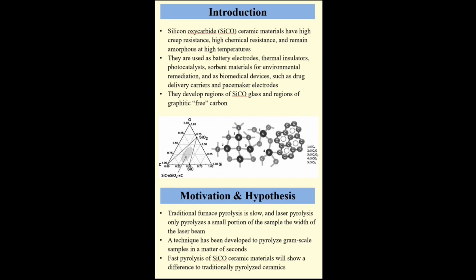Traditional pyrolysis in a tube furnace can prepare many grams of sample at once, but it's slow, on the order of several hours. Ultra-fast techniques like laser pyrolysis only take a fraction of a second, but only a sample the size of the cross-sectional area of the laser beam is pyrolyzed. A new technique has been developed which can pyrolyze up to a gram scale of sample within a matter of seconds. We propose that not only is this pyrolysis technique more time convenient, but it will also produce a material with a detectable difference in structure.